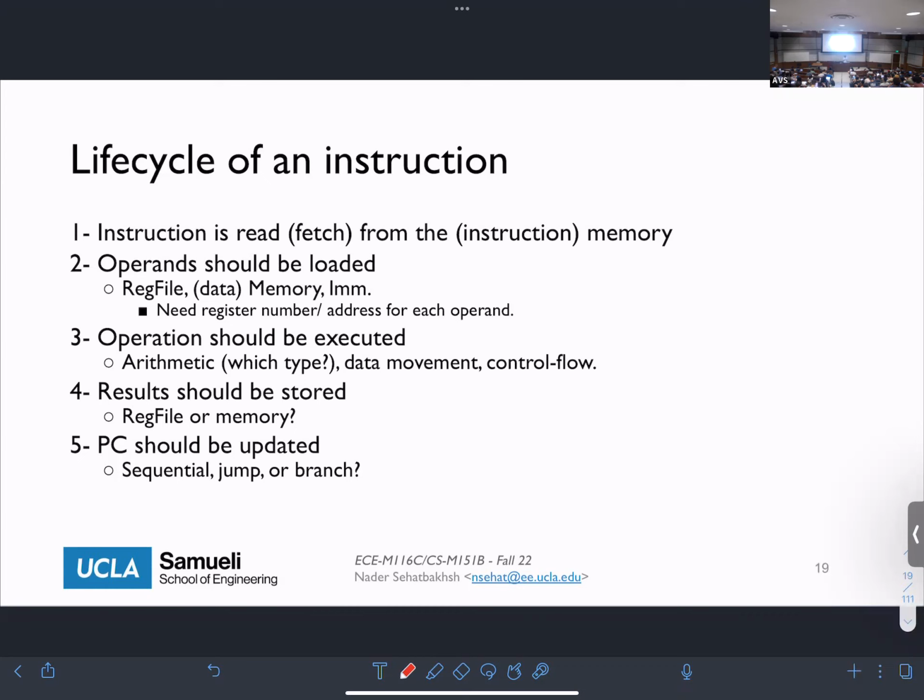Okay, so the last step is that the PC should be updated, and once the PC is updated, then we are basically going back to step one, the start of the new instruction. We have to fetch it first, we have to load the operands, we have to execute it, we have to store it, and we have to update the PC again and go to the next one, the next one. So this basically becomes a loop which starts from the very first instruction of our program and continues all the way to the end once the program finishes.